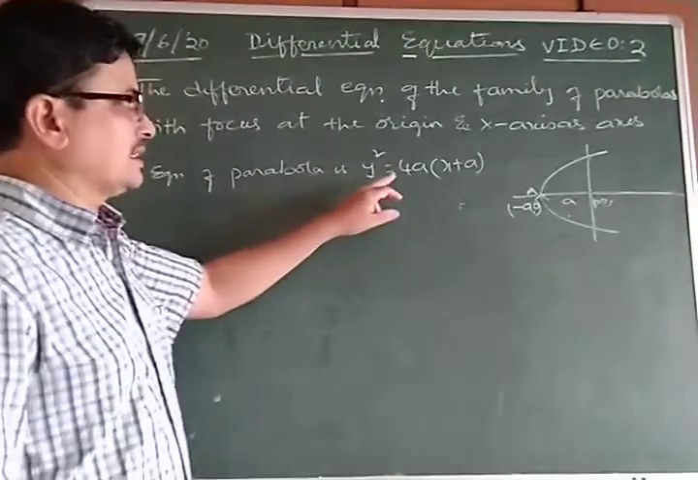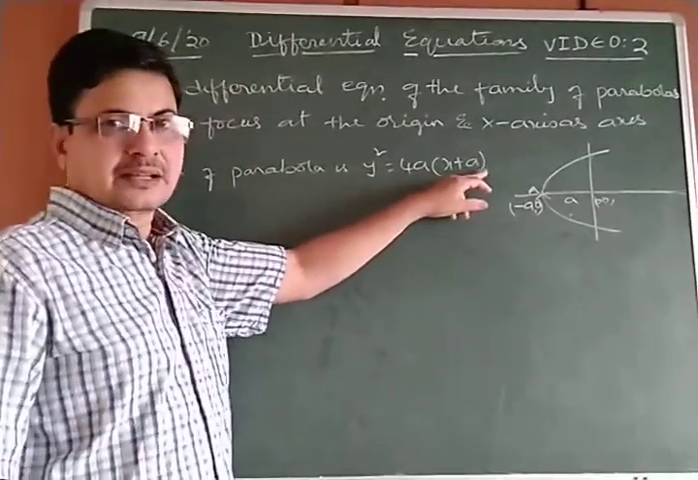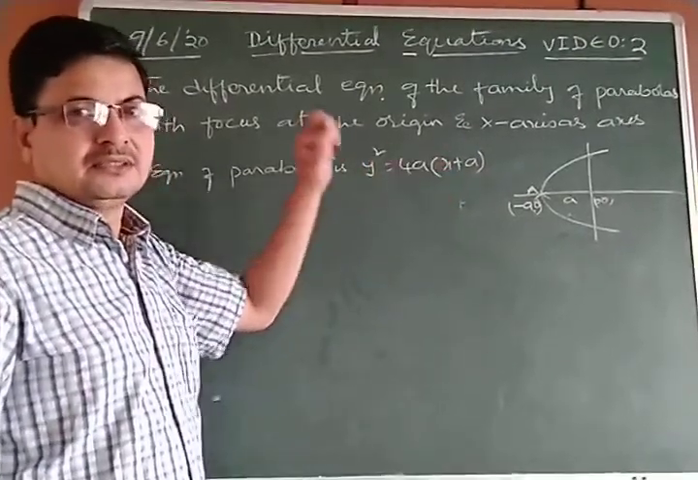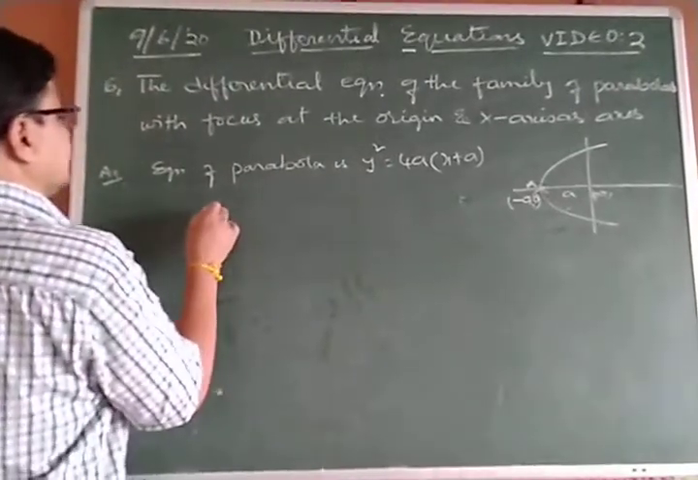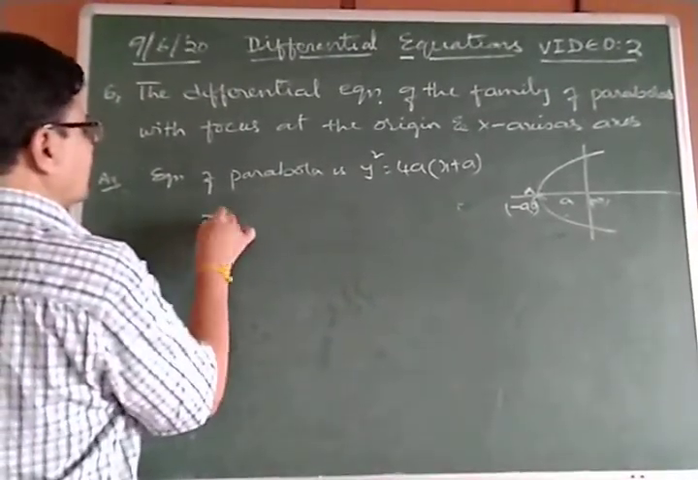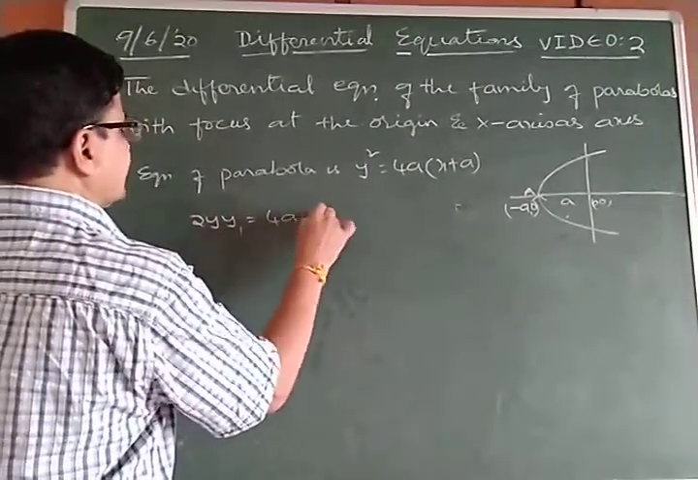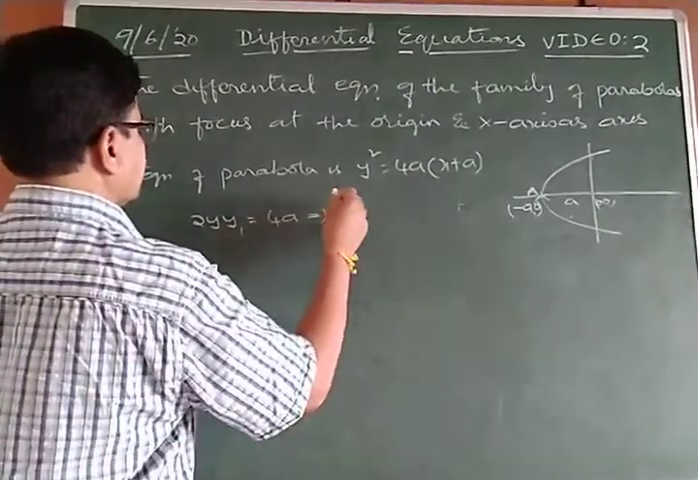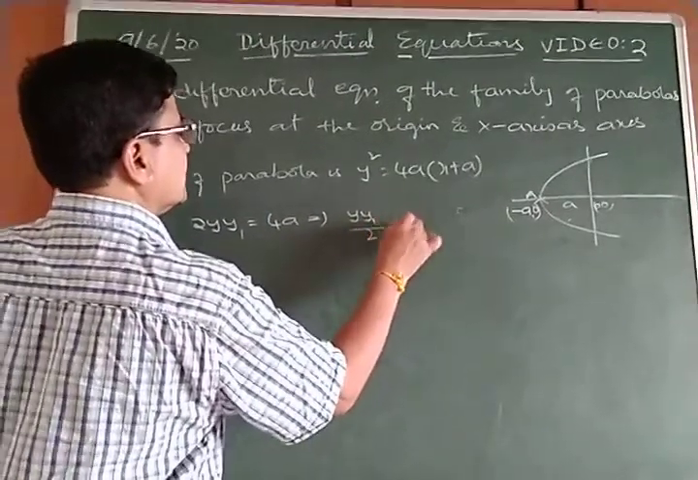So from this equation we want to remove the arbitrary constant small a by using differentiation. So that's why applying the derivative on both sides with respect to x, 2y into y1 is equal to 4a. That implies y1 by 2 is equal to a.